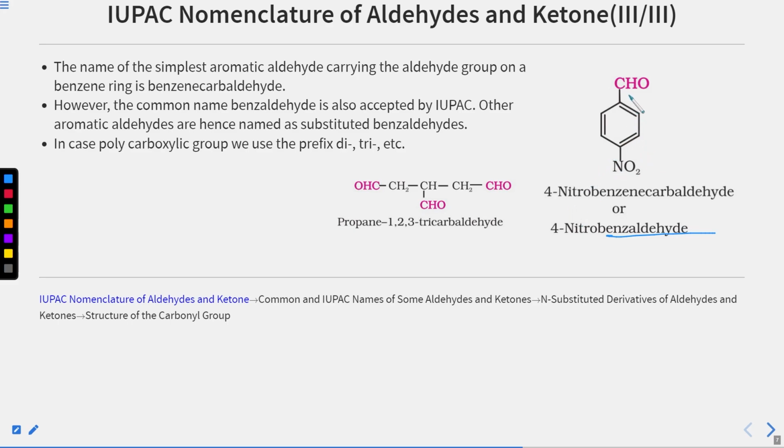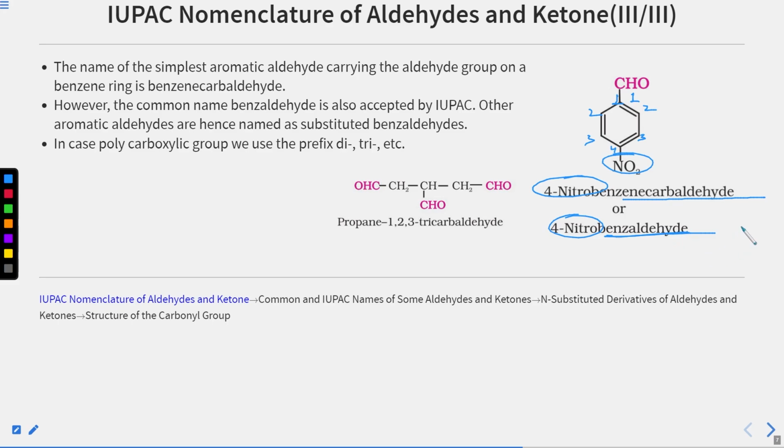So you can see that we have 1 2 3 4. So at fourth position we will see that NO2 is present. You can count it from this side also, since it is present at the just opposite side of the symmetrical center. You will get the same numbering or same prioritization at 4 number. So we have a nitro group at 4 number. So 4-nitrobenzenecarbaldehyde or 4-nitrobenzaldehyde.